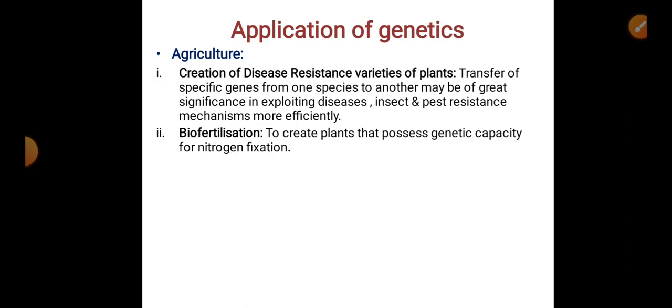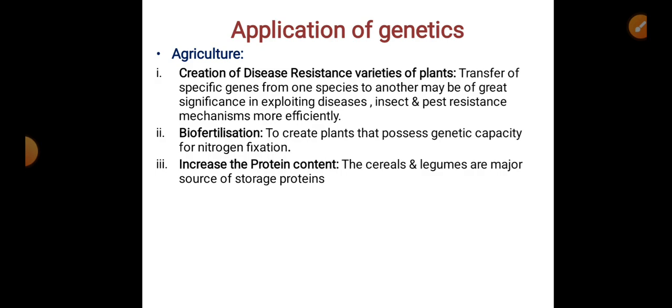Second is biofertilization. In agriculture, to create a plant that possesses genetic capacity for nitrogen fixation, that means biofertilization. Then the third application is to increase the protein content. The cereals and legumes are major sources of storage proteins.